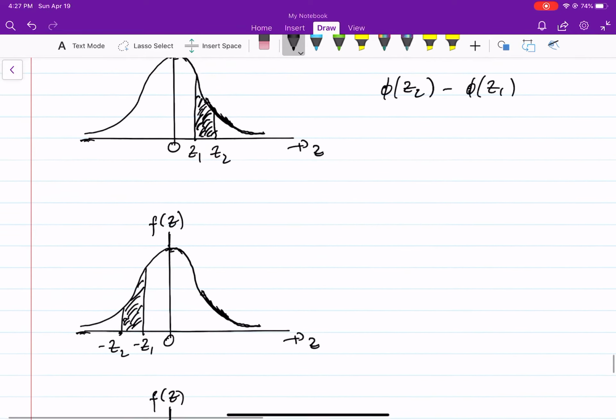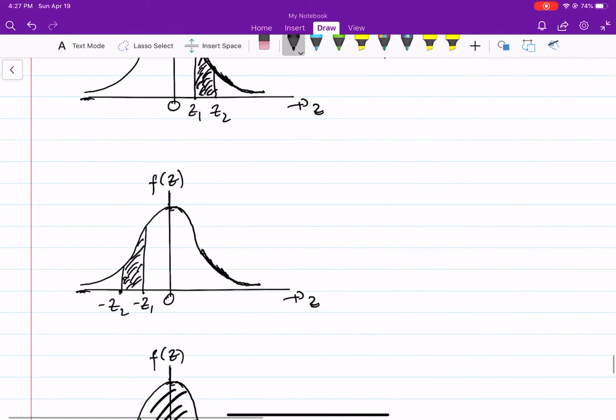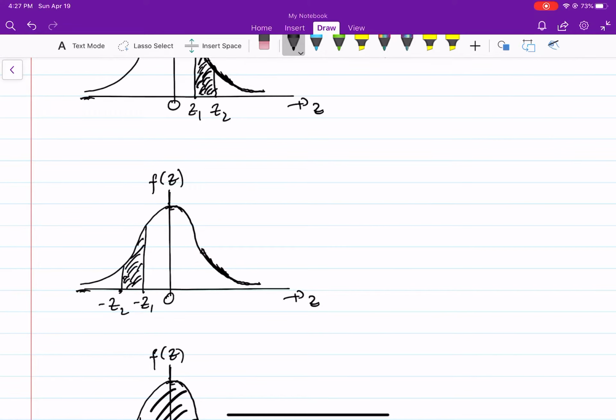In the next diagram, using that concept of flipping the graph again, rotate it through 180 degrees. Z1 and Z2 would appear on the right, and you have exactly the same amount of area trapped that you have trapped between minus Z1 and minus Z2. It's the same amount of area that you have trapped between positive Z1 and positive Z2. So this is also phi of Z2 minus phi of Z1.